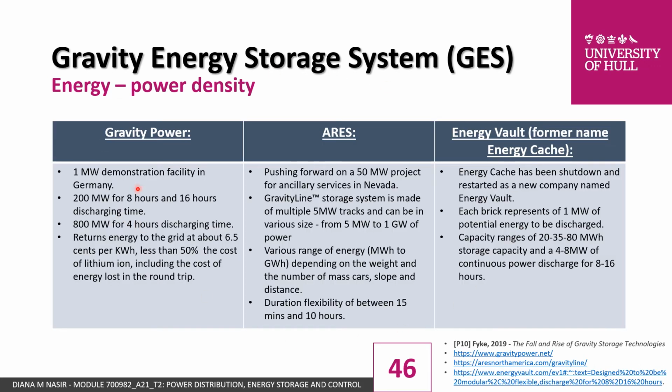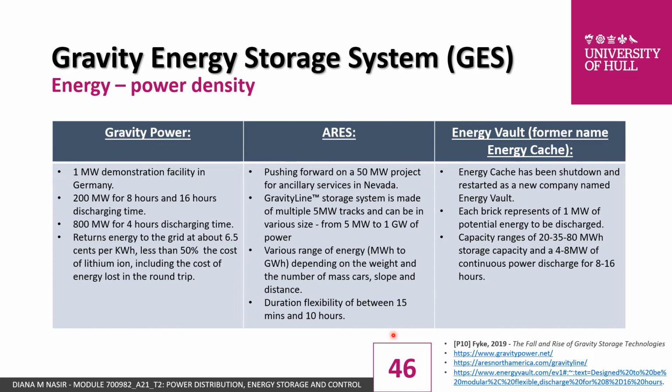So now I will compare the energy and power density between the three technologies that were presented before. We will start with the gravity power, which uses the borehole system. The minimum power density that can be discharged from the system is about 200 megawatts for 8 hours and 16 hours discharging time, and the maximum is about 800 megawatts for 4 hours discharging time. So the energy is returned to the grid at about 6.5 cents per kilowatt hour, which is less than 50% of the cost of using lithium-ion, and this includes the cost of the energy loss in the round trip.